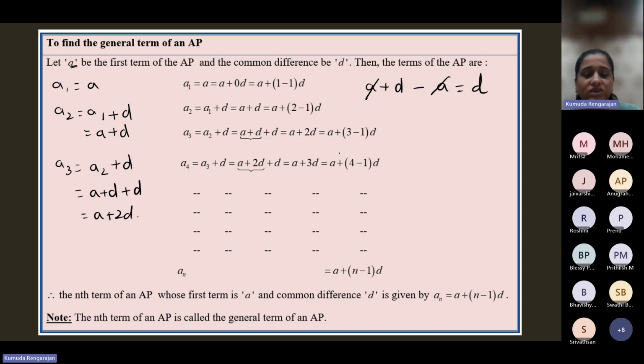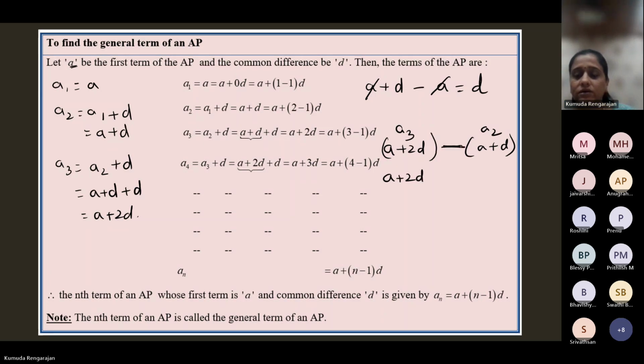Now let's check. The third term is A plus 2D and the second term is A plus D. When you subtract, the common difference should be D. So A plus 2D minus A minus D: A minus A cancels, 2D minus D is D. Yes, correct.